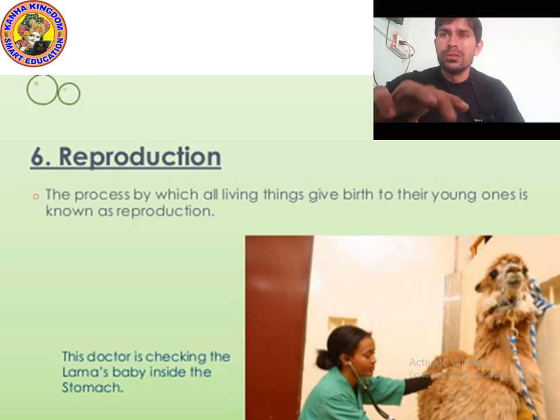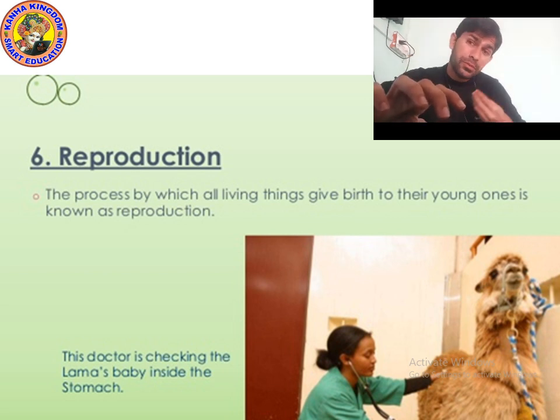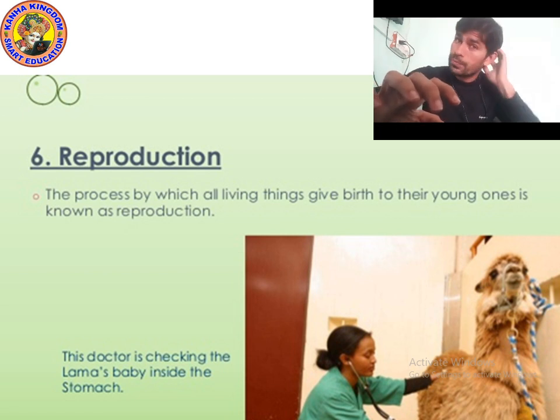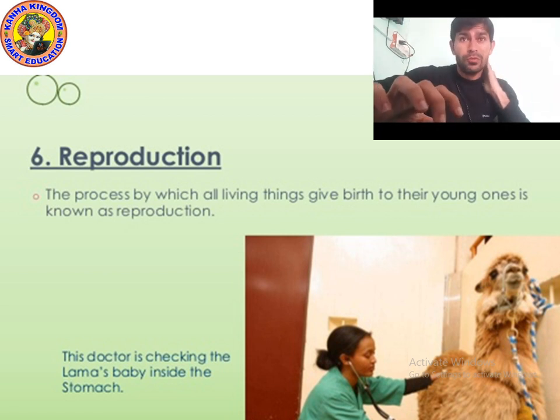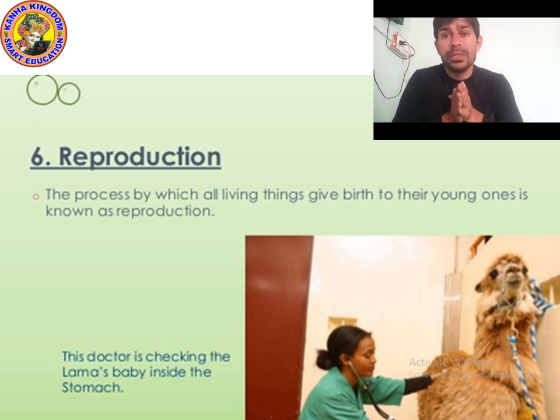You know that a goat gives birth to a small goat. A sheep gives birth to a small lamb. A human being gives birth to a small baby. So what is reproduction? What is the meaning of reproduction?